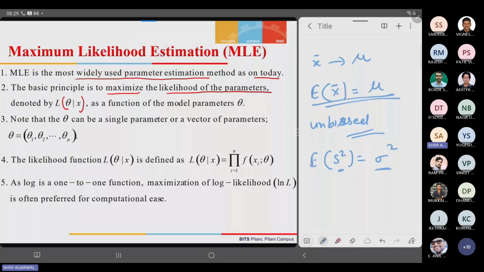The likelihood function is a function of the model parameter theta. Here we are doing it for mu, so theta is equal to mu. Whatever the parameter is, accordingly we can identify theta, and then find its likelihood function. Theta can be a single parameter or a vector of parameters, so it may be 2 or 3 parameters. Just like the normal distribution has 2 parameters, mu and sigma. The gamma distribution has 2 parameters, alpha and beta. But the exponential distribution has only 1 parameter, beta.